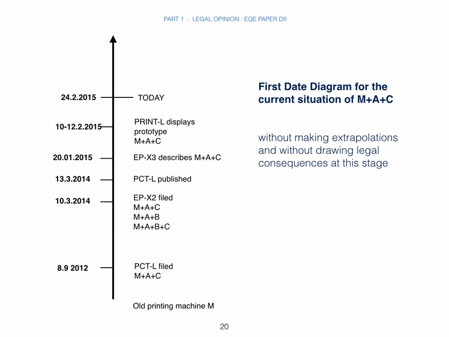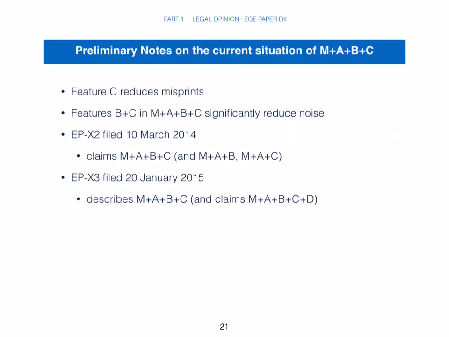Next is M plus A plus B plus C. Here are the facts for M plus A plus B plus C. Feature C reduces misprints. Features B plus C in M plus A plus B plus C significantly reduce noise.